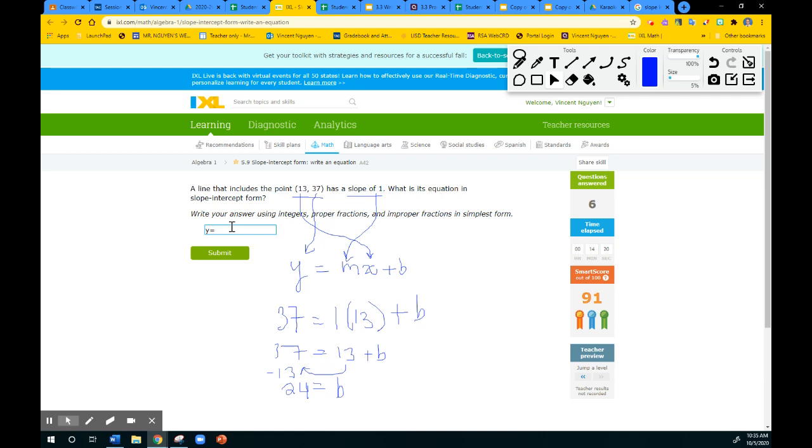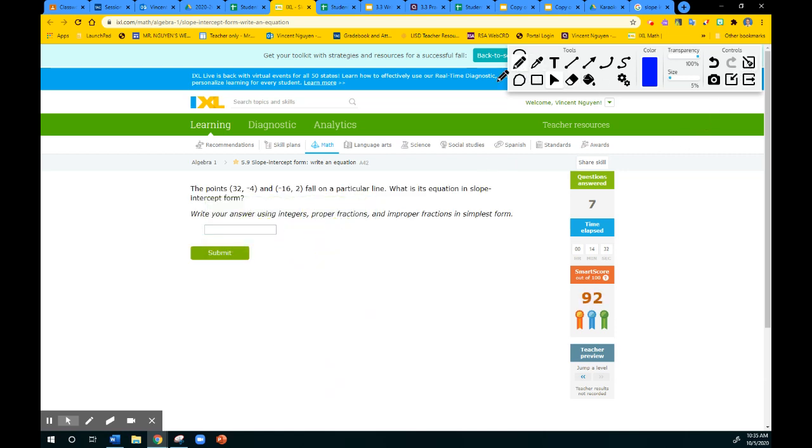Y equals 1x, so just write x plus 24. Submit. I would like to do one more problem with case 3 for you guys to see, the case where you have to do everything. So this is the case right here. If you are good, you can stop the video right now and just try it. But if you'd like to see one more example, stick around. So we're going to do one more example.